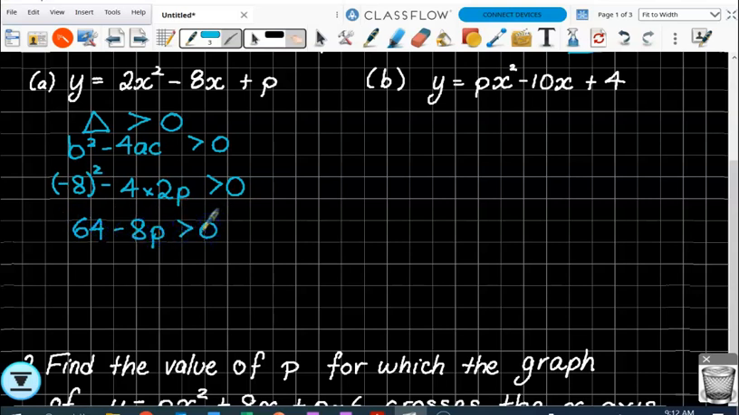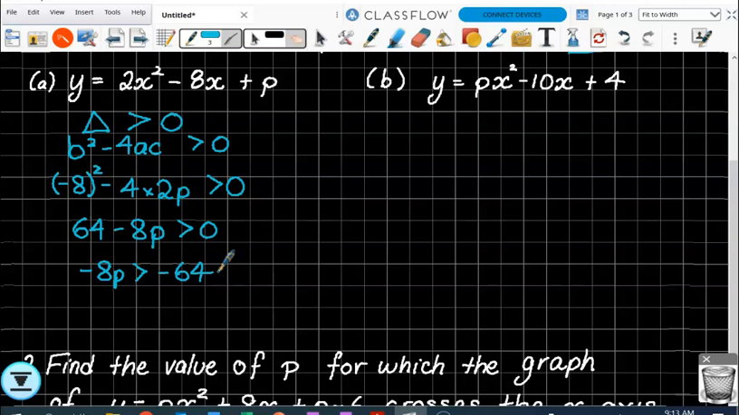What will we do now? We're trying to get the value for p. What will we do? Chuck 64 on the other side, absolutely. So it's minus 8p is greater than minus 64. And now, what do I do? Divide by -8. So what will be my next line then? They're saying P is greater than 8, and that's where you'll do all this hard work and I'll go, lost a mark.